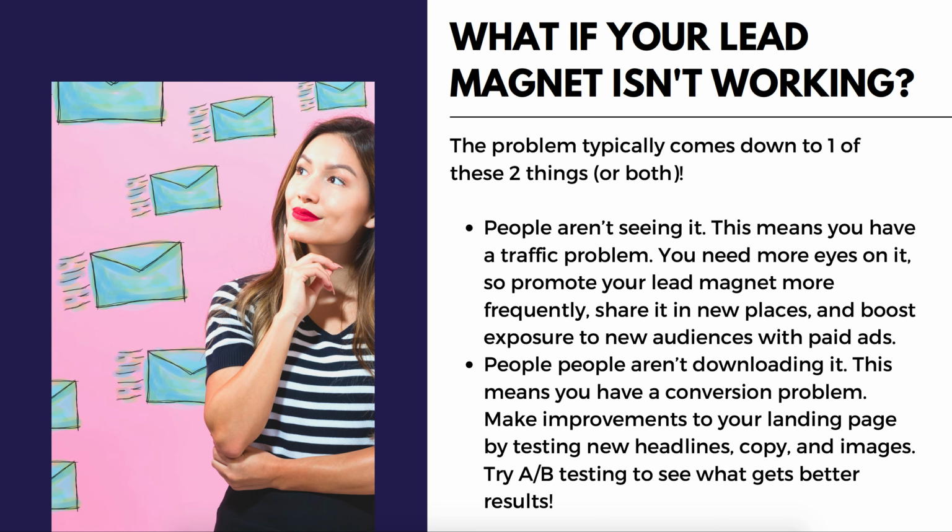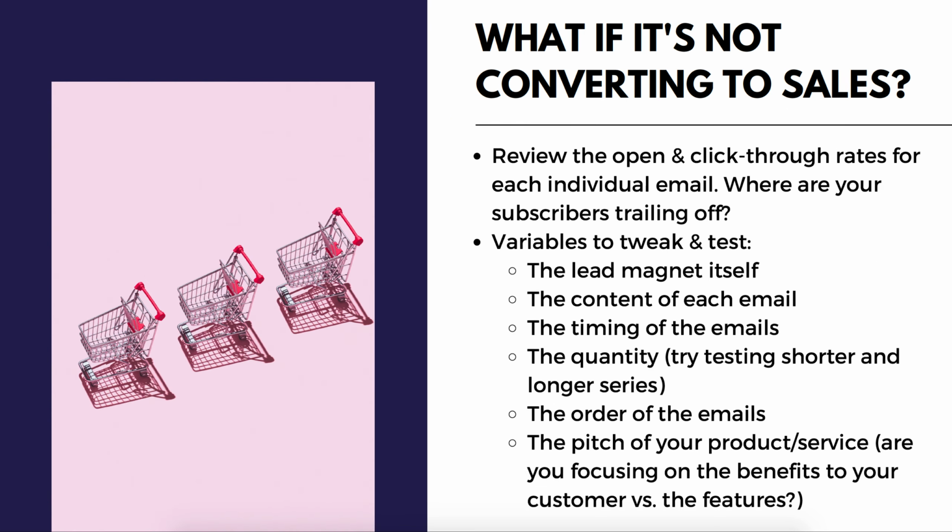And that's going to tell us which one to use, right? So another option here is that it may not be converting to sales. So maybe we're getting people to opt in, maybe they're clicking and they're going through it, but it's not converting to a sale at the end of the funnel. So here what we need to do is review the open and click-through rates for each individual email. And what we really want to be looking for is where subscribers are trailing off.